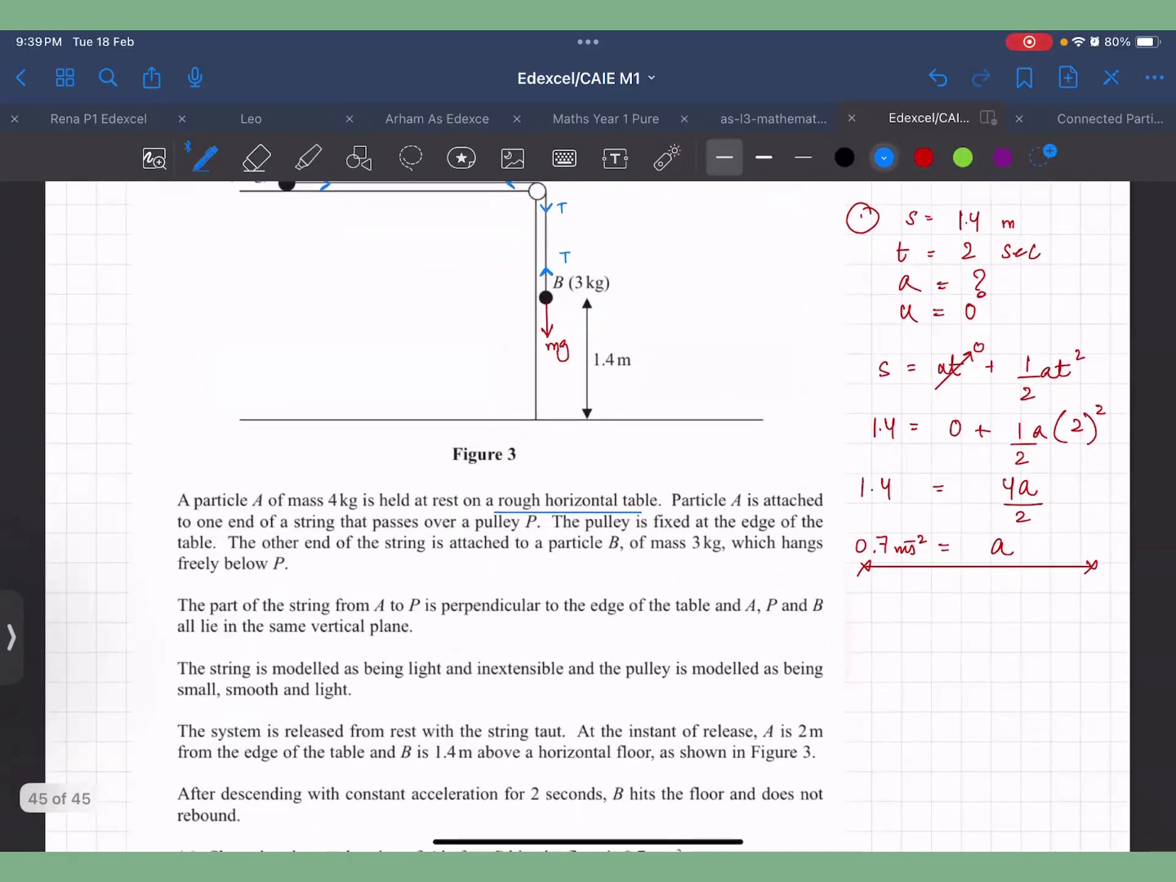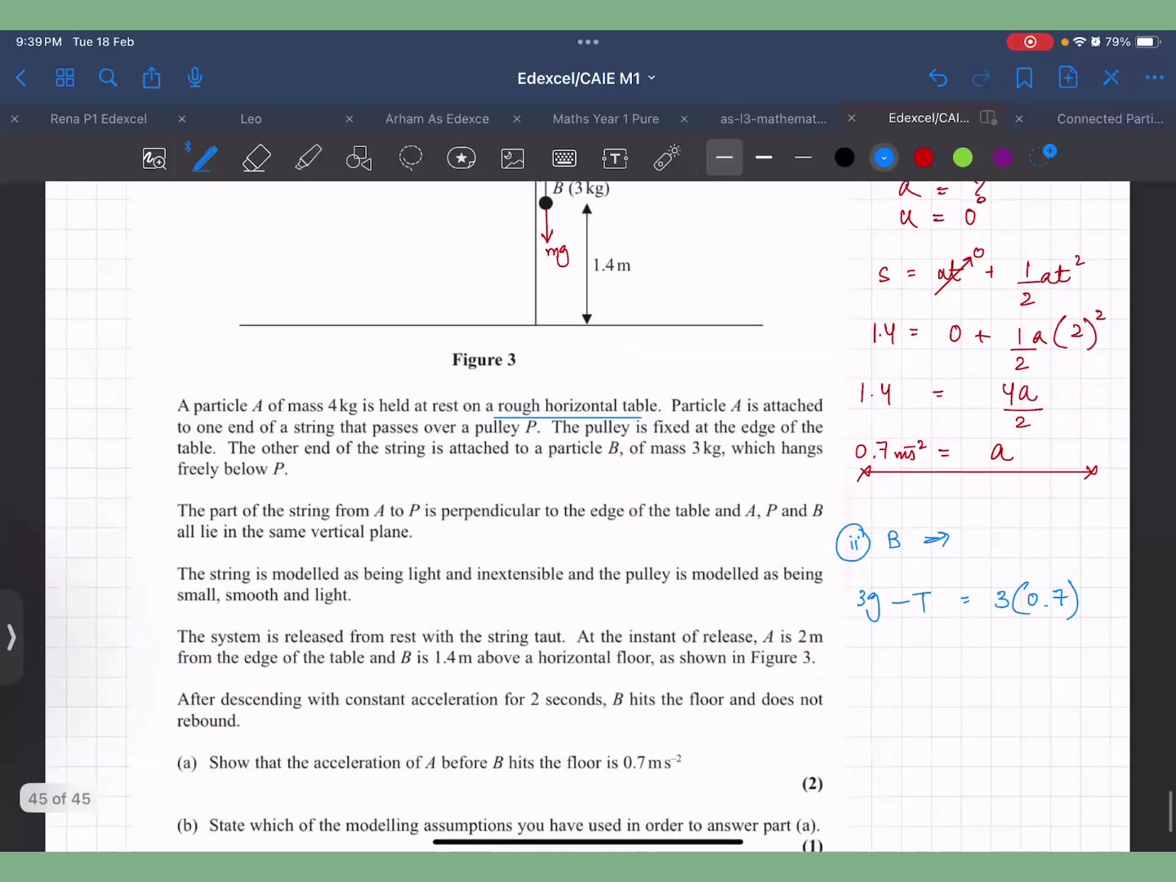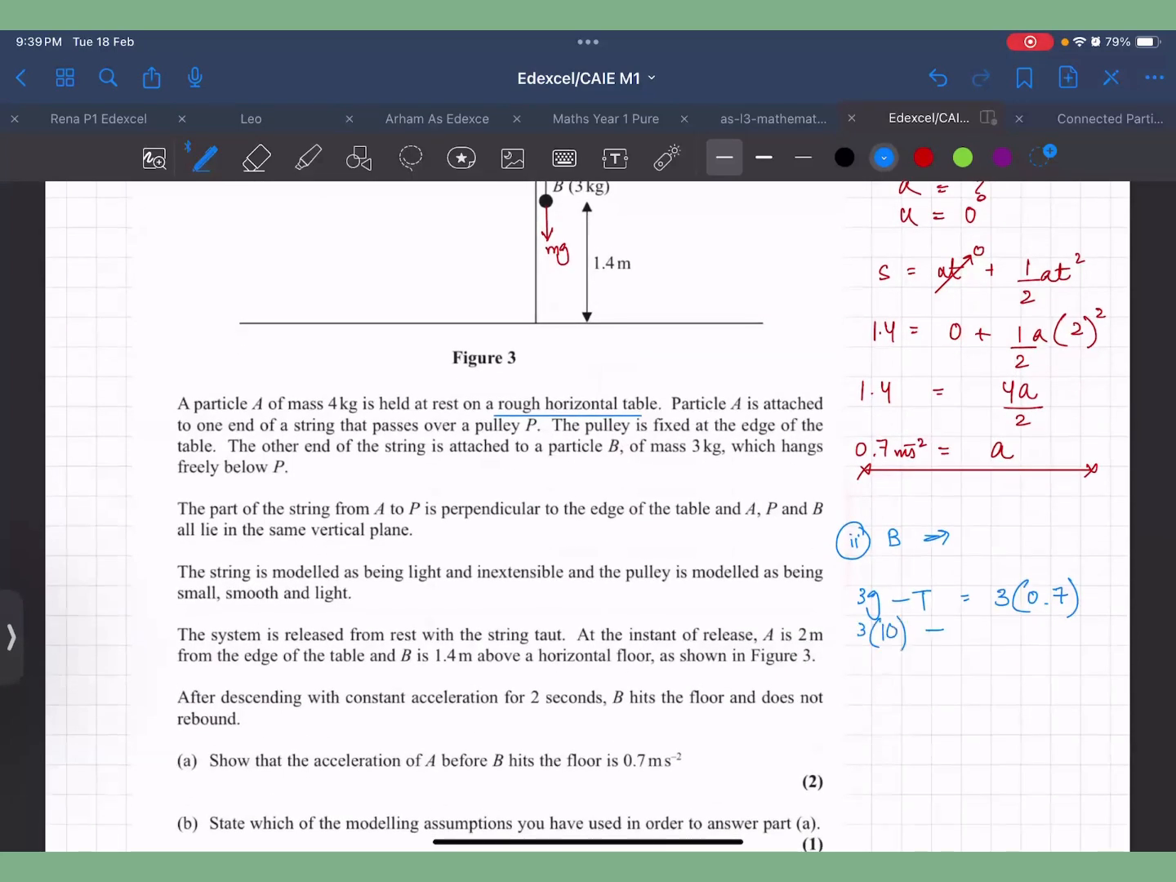So if I form the equation for this particle B, F equals ma. So sum of forces, we know it is going down, so weight is greater. So 3g minus tension equals 3a. Acceleration, we know now the acceleration with which this particle B is going down is 0.7. So 3 times 10 minus tension equals 3 times 0.7. So this becomes 30 minus 2.1.